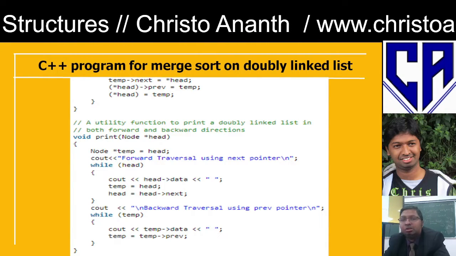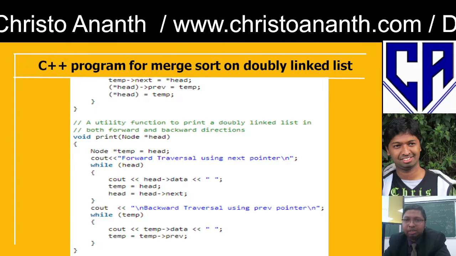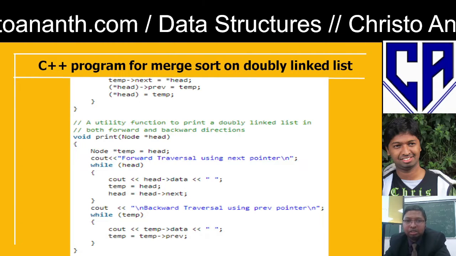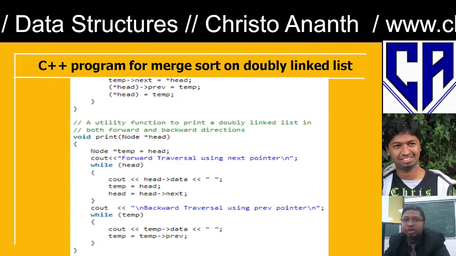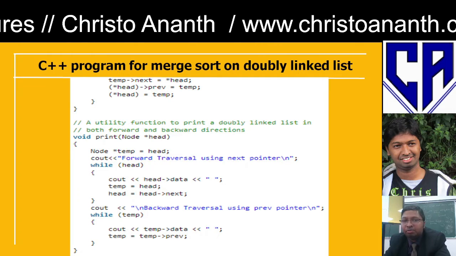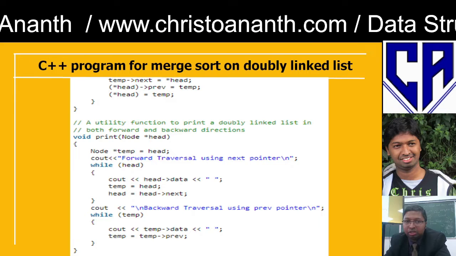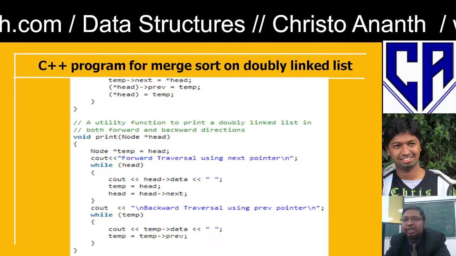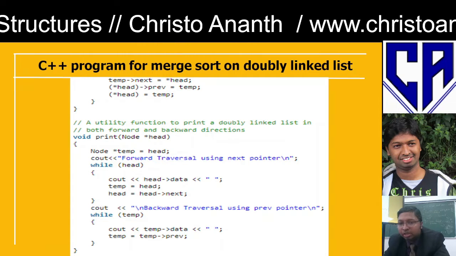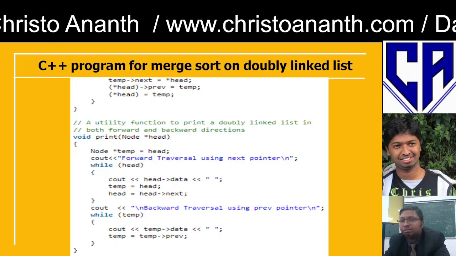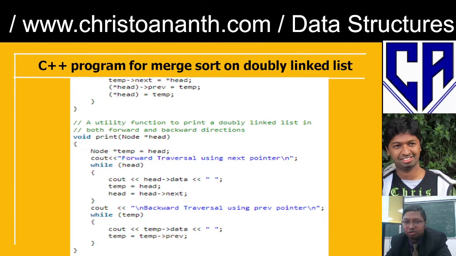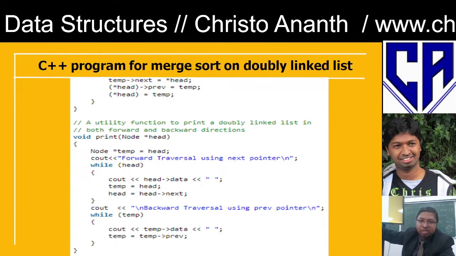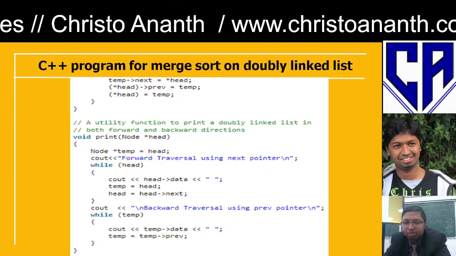After inserting this particular node, you will go with the utility function to print the doubly linked list. So what you do, you traverse both in the forward direction as well as the reverse direction. So you go with void print, node head, node temp is equal to head. So print, you go with forward traversal using the next pointer. So while head, cout the head data, temp equal to head, and head is equal to head next. Similarly, you go with backward traversal, okay, using the previous pointer. So same thing, while head there, here you have while temp, cout temp data, and temp equal to temp previous.